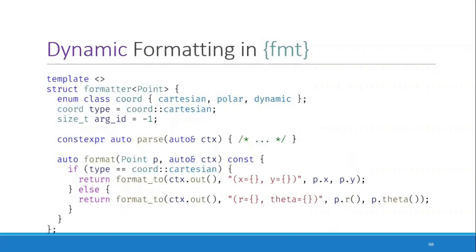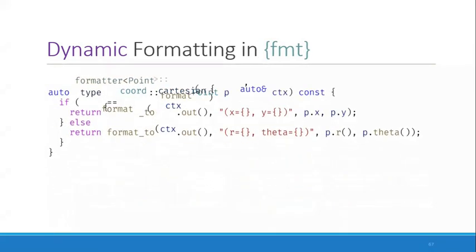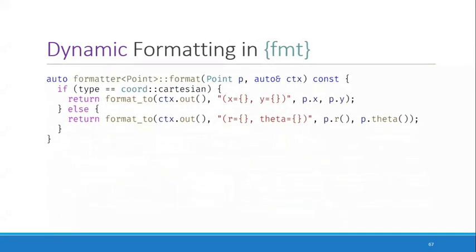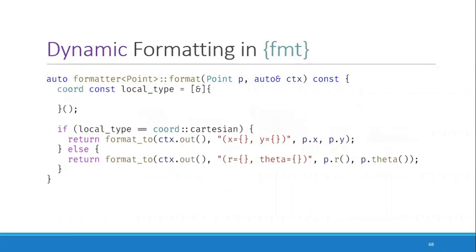So once we parse that out, now we need to update our format to actually use this information. So what does format need to do? We're no longer just Cartesian or polar. Now we're Cartesian, polar, or dynamic, where dynamic is either Cartesian or polar, we're not sure yet. So the first thing we're going to do is produce this local version of the type. And then if the local type ends up being Cartesian or polar, then we're done.